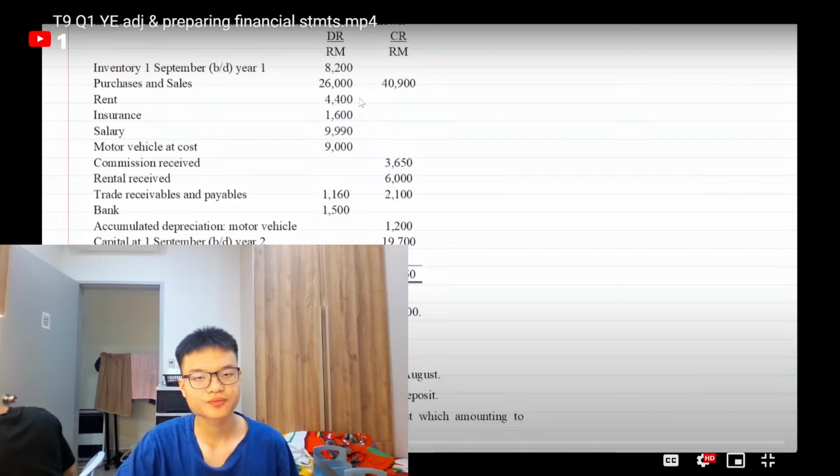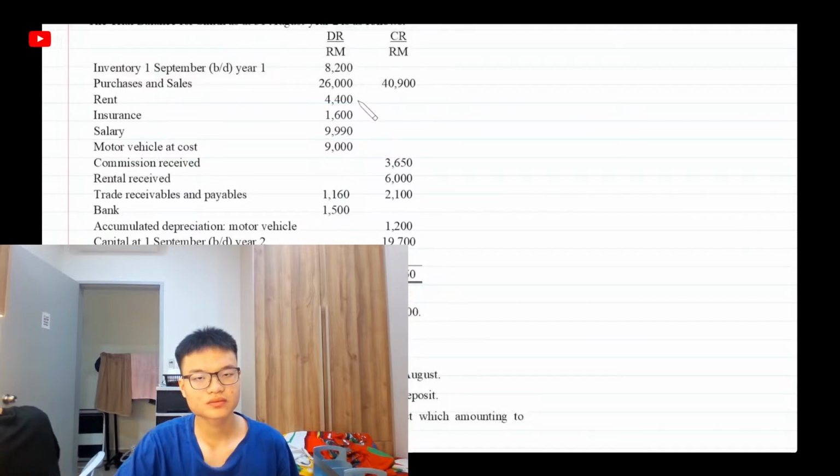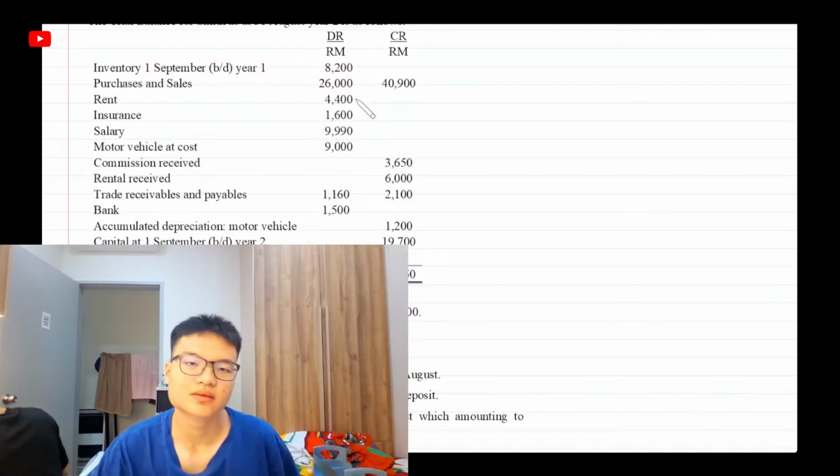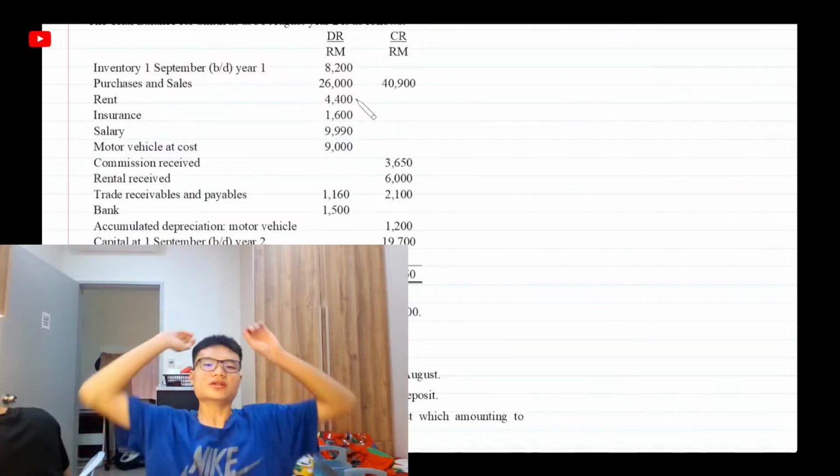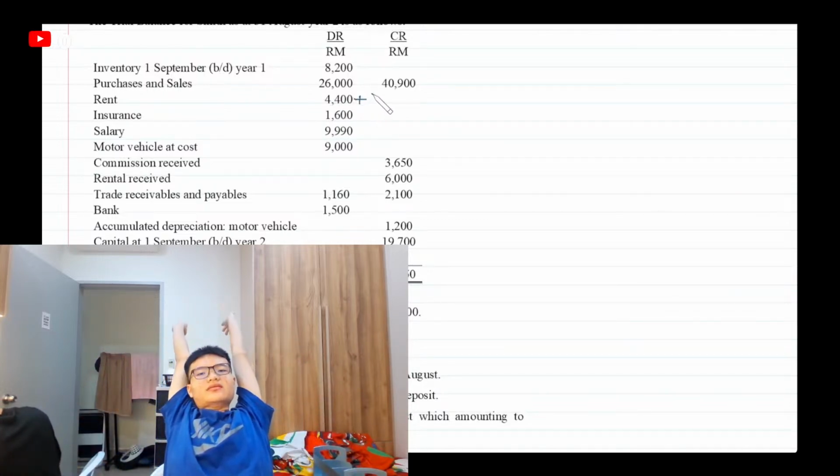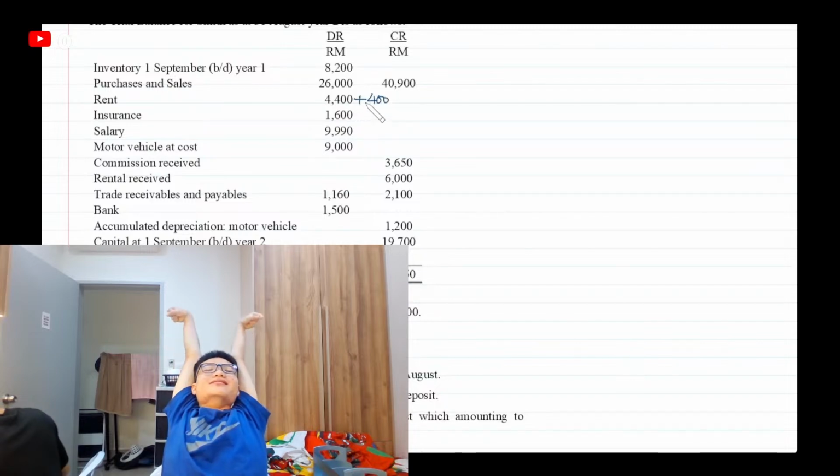This is an accrued expense. We call it accrued rent. That means we have to update our rent account here. 4,400 ringgit is what we have already paid during the year. We have to add another 400 ringgit which we have incurred but not yet paid. So we do this working here.